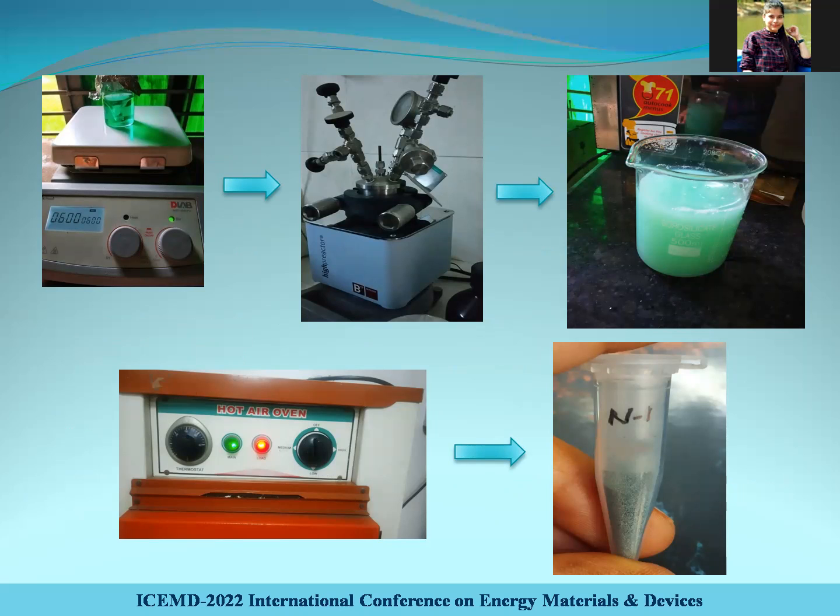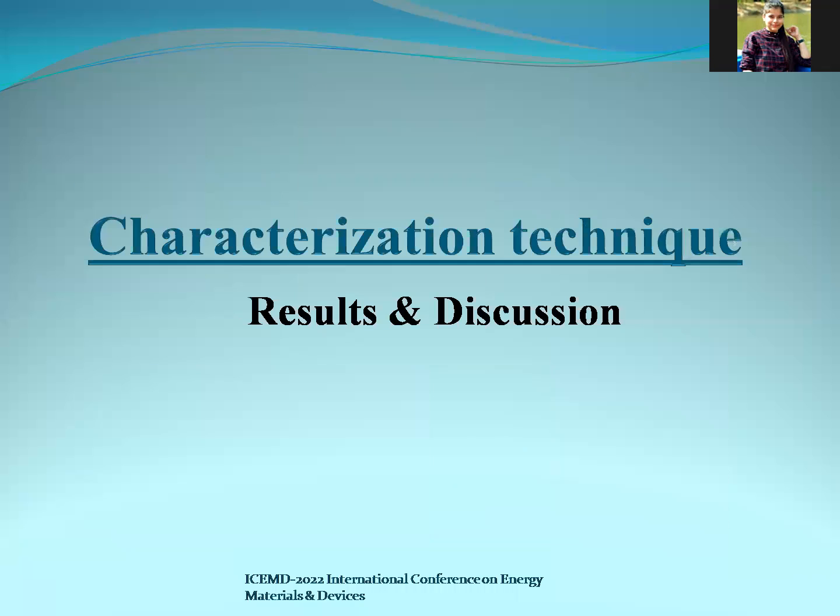So this is the flow chart of the processes which I have gone through, and as we can see, the powder which I have obtained is the nickel oxide hydrothermal processed nano powder. These are the processes which I have gone through for the hydrothermal process. Now I'll be moving on to the characterization techniques, results, and discussion.